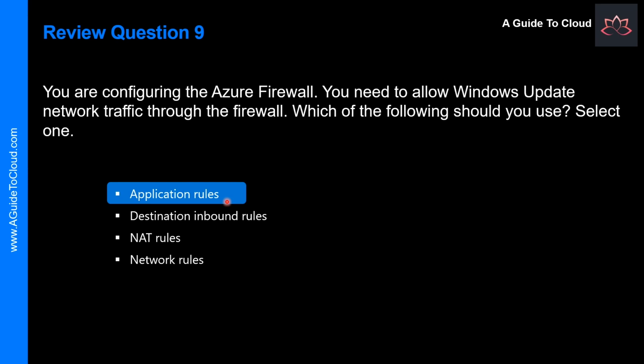Application rules define fully qualified domain names or FQDNs that can be accessed from a subnet. That would be appropriate to allow Windows Update network traffic.